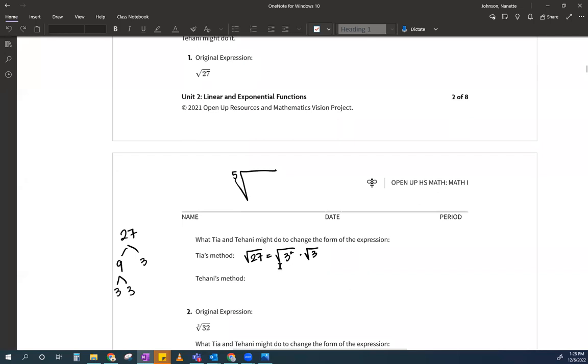So what is the square root of 3 squared? What do you guys think?